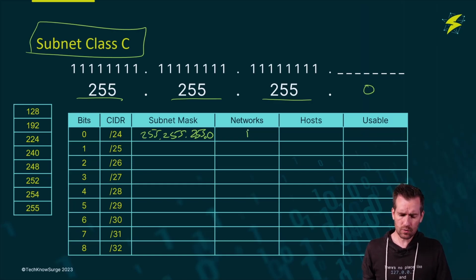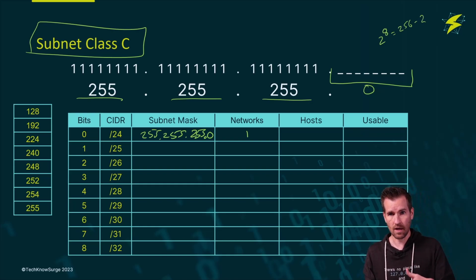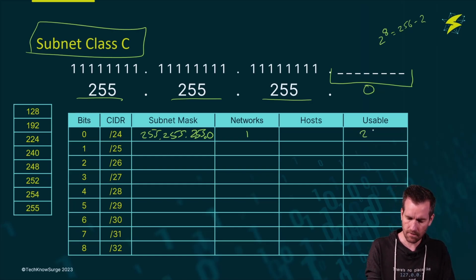The number of hosts we have available to us is this last octet. So that's 2 to the 8th power, which we know is 256. And we do have to subtract 2 from that because we have the network address and the broadcast address. So actual usable is 254 and total host addresses is 256.